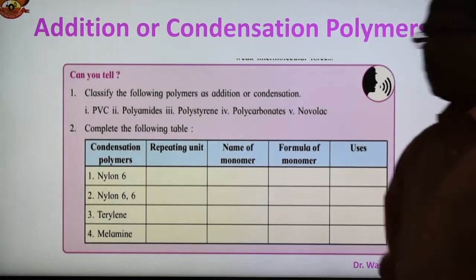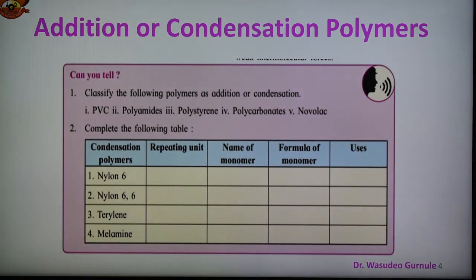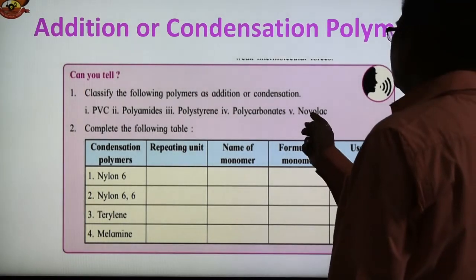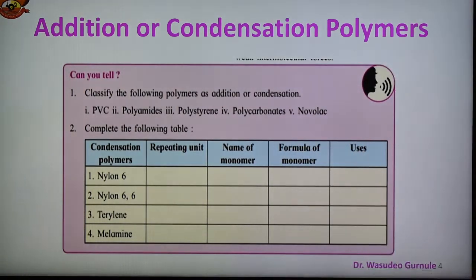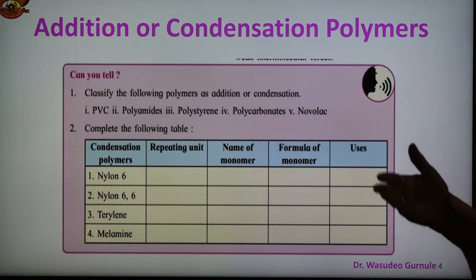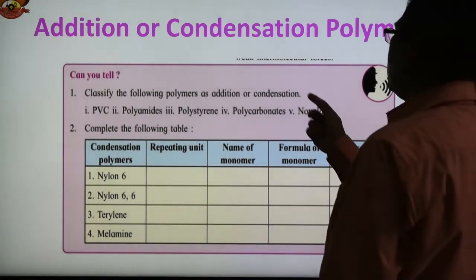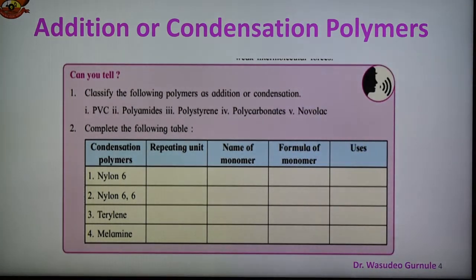Polycarbonate is a condensation polymer because it contains two monomers: one is bisphenol and the second is phosgene. So these two monomers are there, so it is condensation. And then Novolac is a phenol formaldehyde resin, and therefore there is a loss of water molecules, and again this Novolac is a condensation polymer.